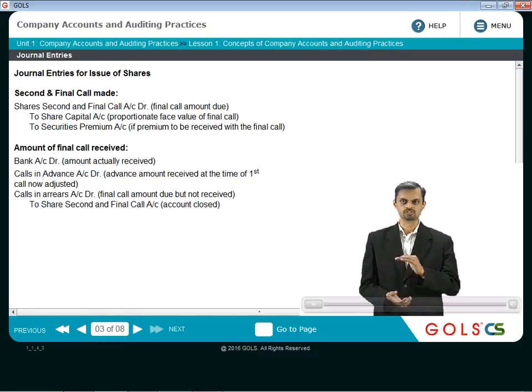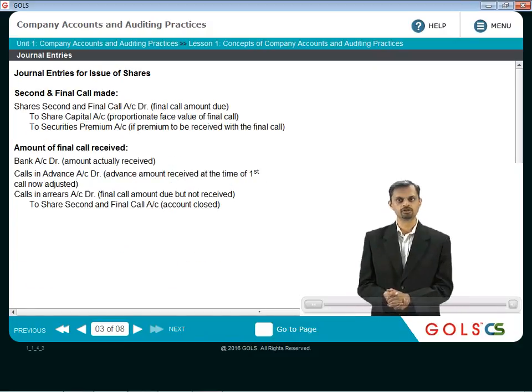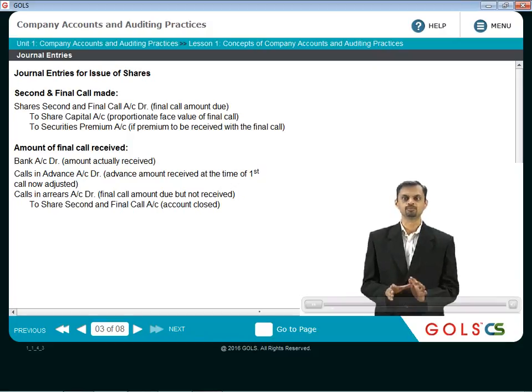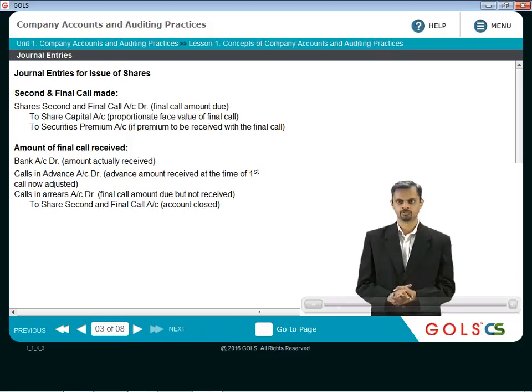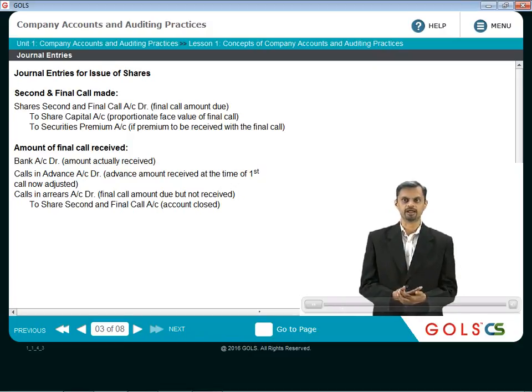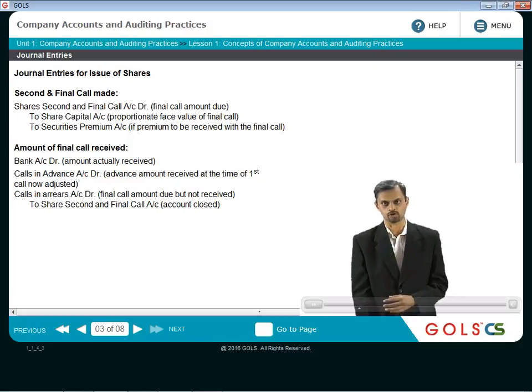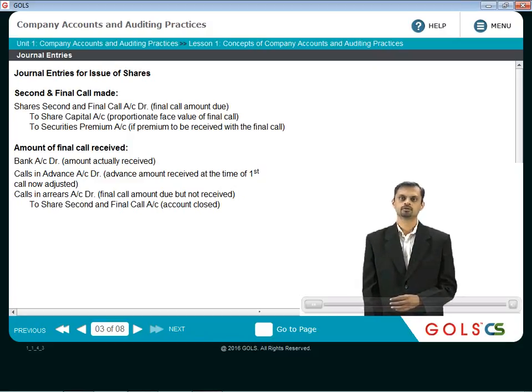So now the first call is over. Now we move on to the second call. Assuming that this is the final call, so it will be called as second and final call. So again the same entry for the second call also. First it becomes due. So share second and final call account debit to share capital account to securities premium account. Exactly same like your first call. Then the second and final call money is received.